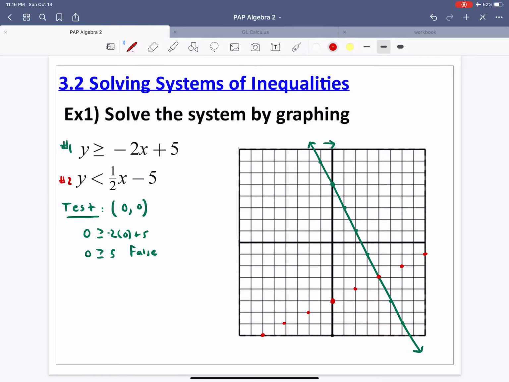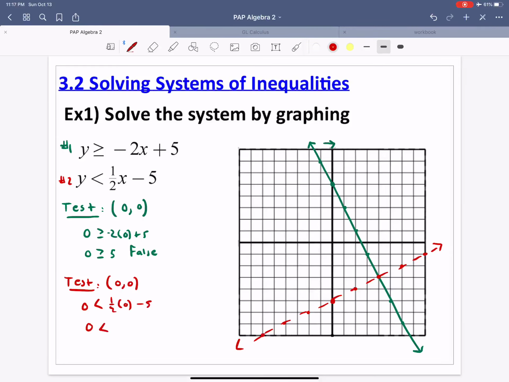Now, before you draw this line, remember to look at that sign, and this should be a dashed line because it is not or equal to. It's strictly less than. Okay, so same deal. I'm going to test a point. So I'm going to test the origin again. Remember, the rule on the test point that you pick is it just can't be on the boundary line that you're dealing with. So I plug a 0 in for y and a 0 in for x.